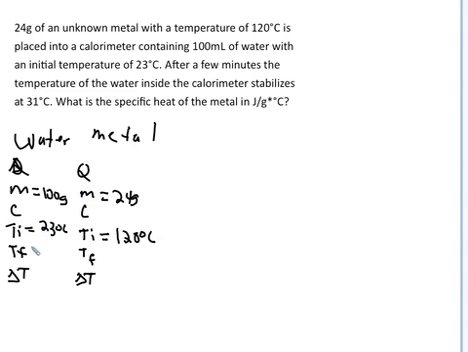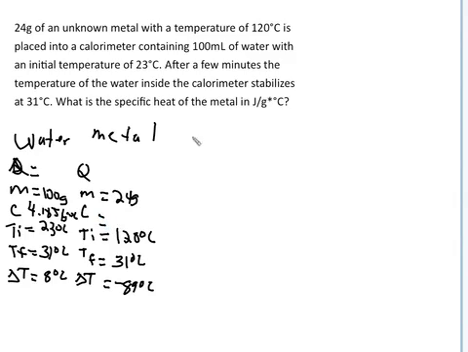After a few minutes, the water stabilizes at 31 degrees Celsius. So that difference will be 8 degrees Celsius. The water changed 8 degrees, final minus initial. The specific heat of water is 4.18 joules per gram degrees Celsius. Okay, so a couple other things: the final temperature of the water should be the same as the final temperature of the metal. And so the change in the metal is equal to negative 89 degrees Celsius.